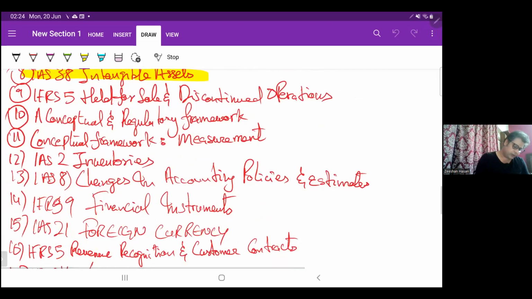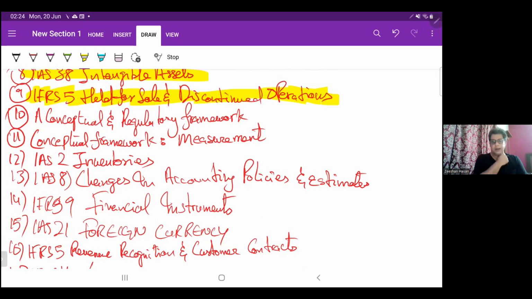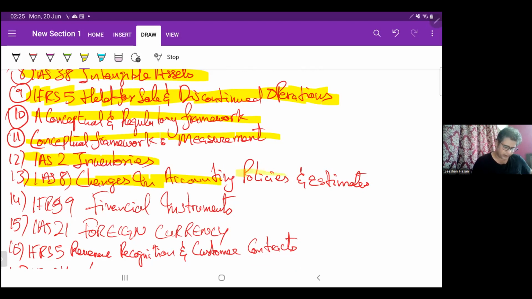Then we will do IFRS 5, held for sale and discontinued operations. What are held for sale assets, what are the conditions to recognize assets as held for sale, what are discontinued operations and their recognition and measurement criteria. Then we'll move to the other topics, the conceptual and regulatory framework, conceptual framework and measurement. Then we will do some of the old topics, IAS 2 inventory, and IAS 8 changes in accounting policies and estimates.